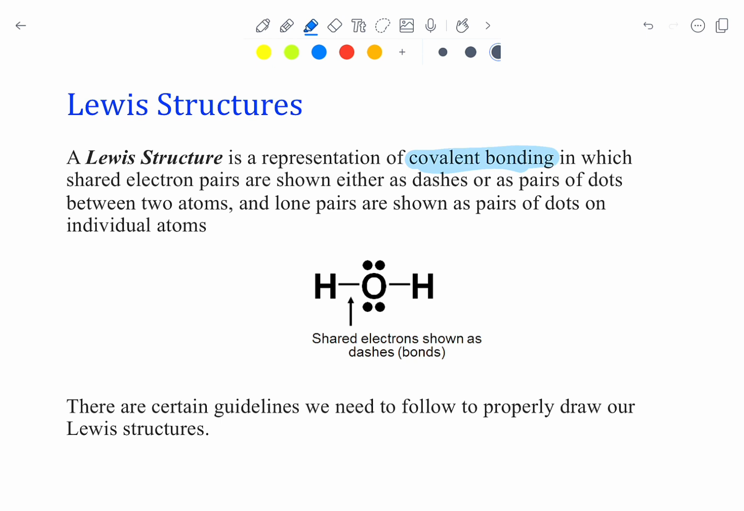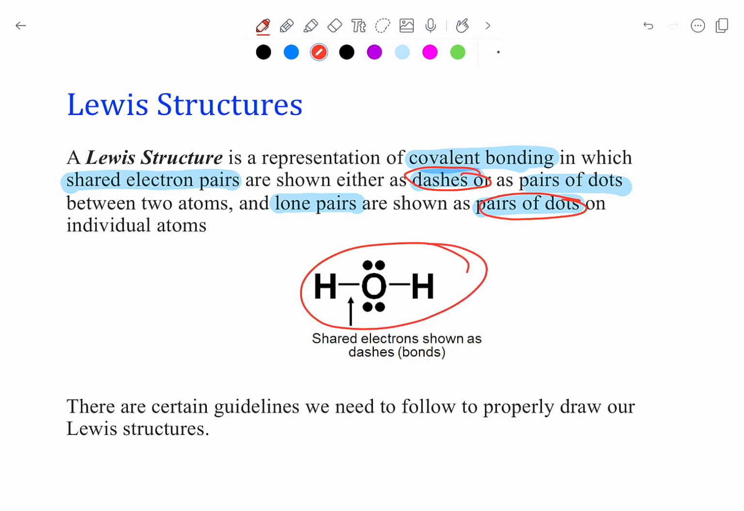Covalent bonding, in which shared electron pairs are shown either as dashes or pairs of dots between two atoms, and lone pairs are shown as pairs of dots. Now, like I said before, I'm going to prefer the dashes for shared pairs and the pairs of dots for the lone pairs, just to make sure we know the difference between bonding and non-bonding pairs. So we have again our structure of water, which we've looked at before.